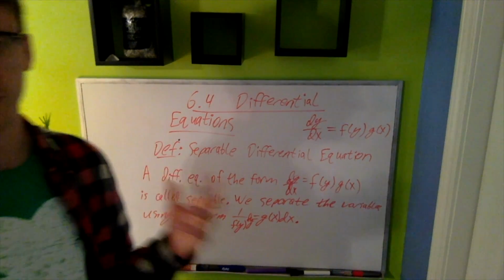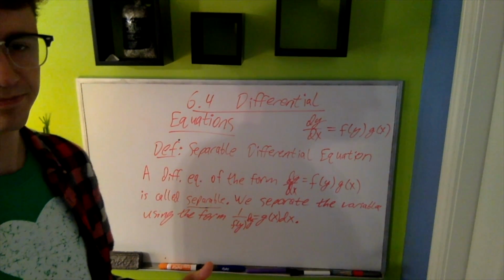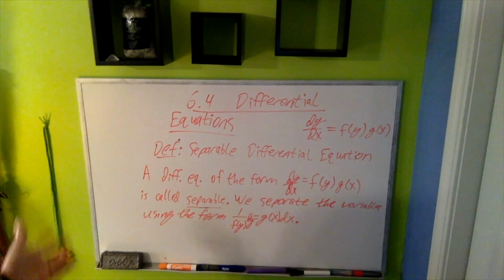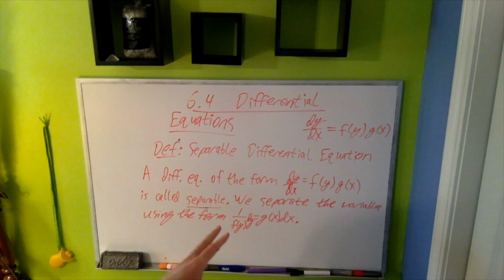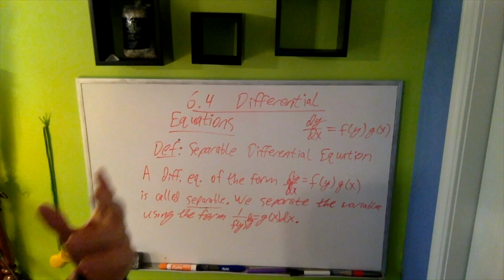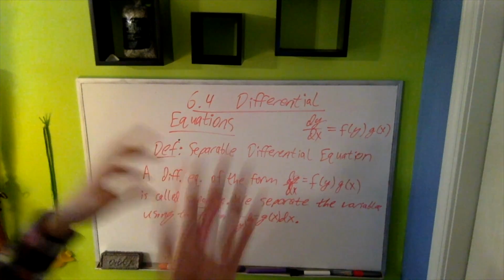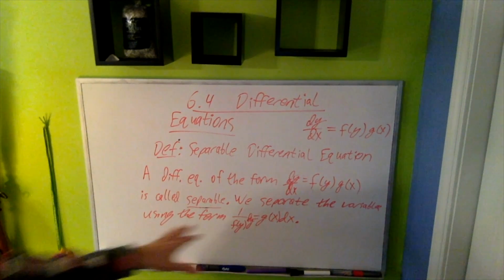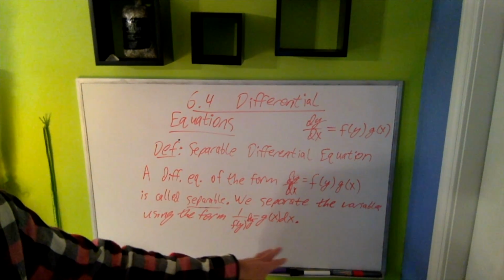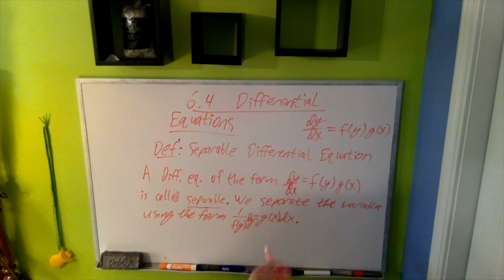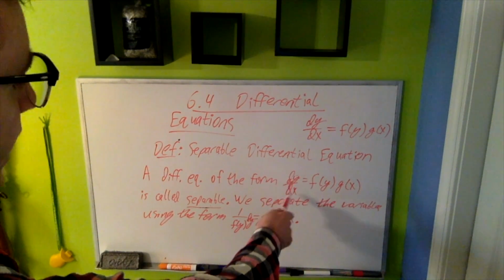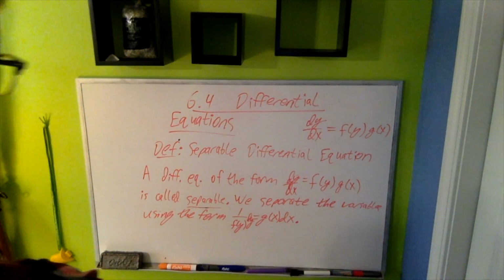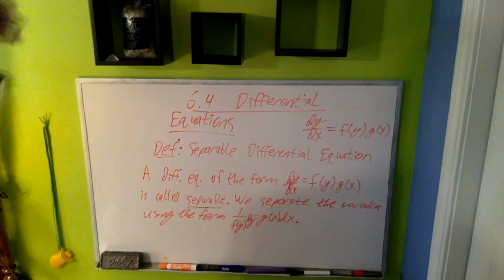All right, here we have our definition of a separable differential equation. A differential equation of the form dy dx equals f of y g of x. When a differential equation is in this form, we call it separable because we can separate each side of the equation, where one side has x and the other side has y. We separate the variables using the form 1 over f of y dy equals g of x dx. We simply do that by dividing one side by f of y and then multiplying the other side by dx. All right, now let's move into our first example.